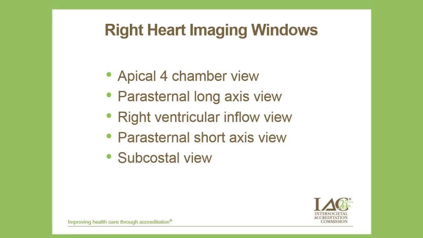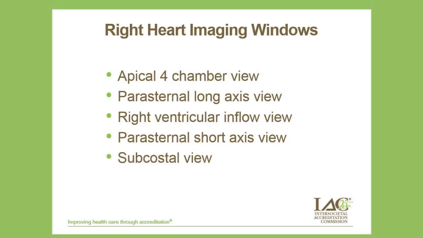So the right heart imaging windows that we use, of course, we use all the ones that we normally acquire during our basic protocol here. I didn't put these in order because I felt like the apical four-chamber is the most important. It's where we do the majority of our measurements from. And we can also see the entire right ventricle from this approach as well.